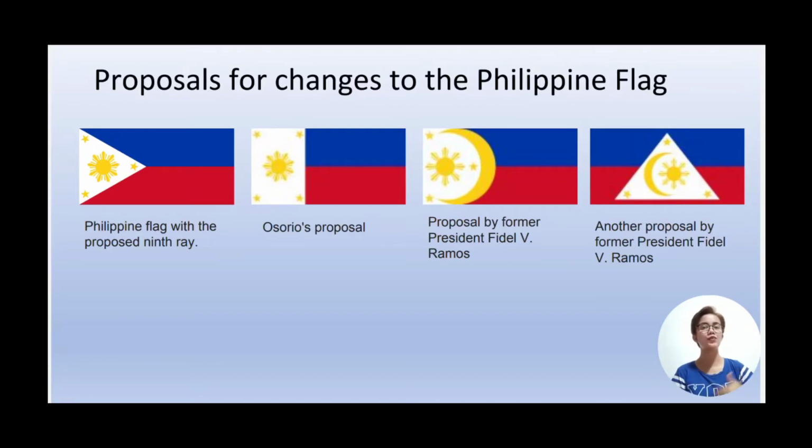And the third one is proposed by the former President Fidel V. Ramos nga gidagdagan niya og I think that is the crescent moon. And the fourth one or the last proposal was proposed by the former President Fidel V. Ramos nga ang triangle sa atoang flag is instead nga nasa kilid gibutang niya nga nasa tunga along with the star, sun and the moon.